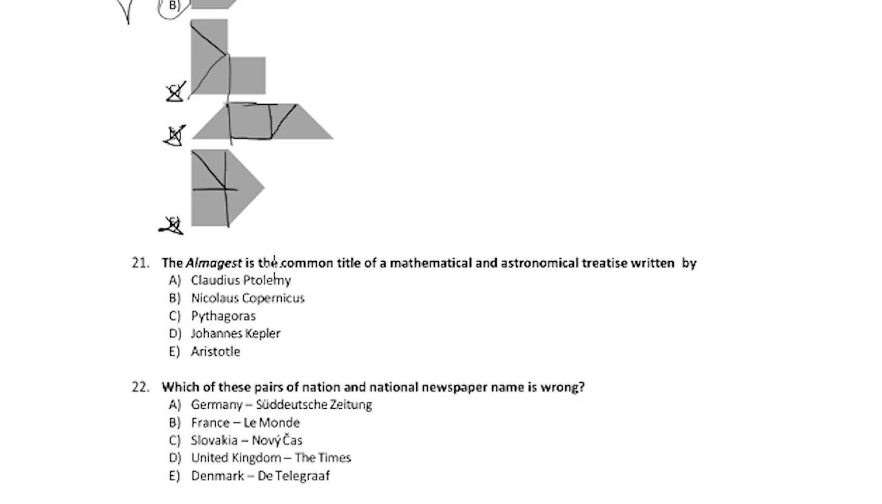The Almagest is the common title of a mathematical and astronomical treatise written by. So in this case, this is known as general knowledge. General knowledge is just some fact that you need to study. In this case, the answer is letter A, Claudius Ptolemy.